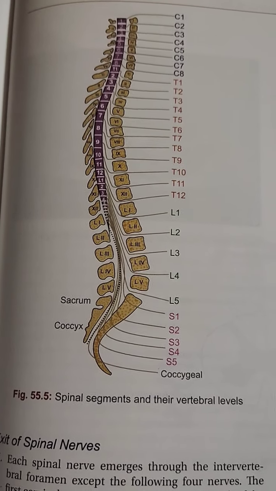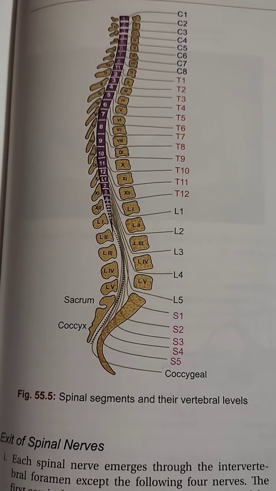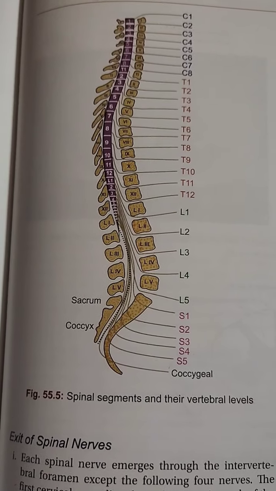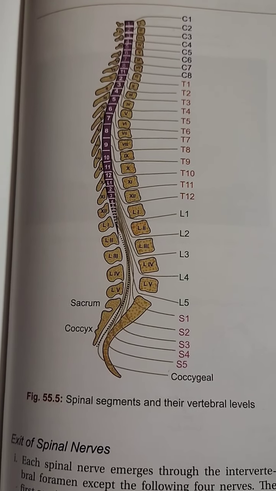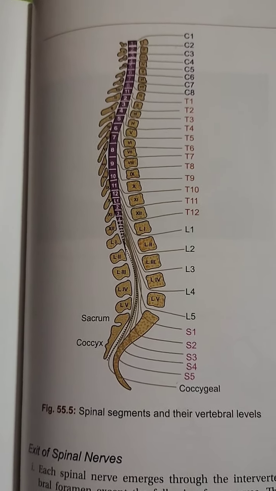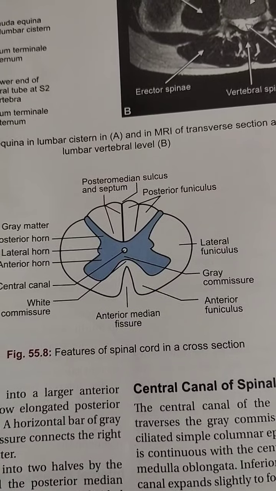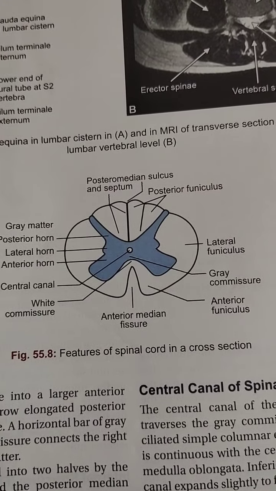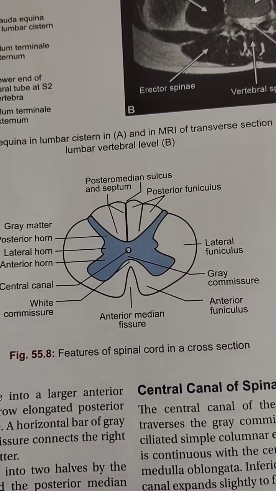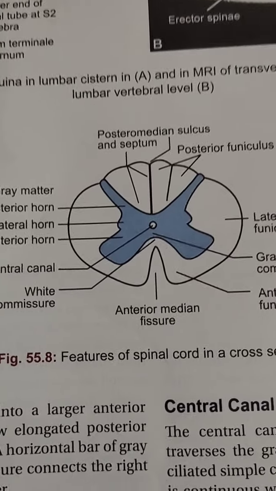Today we'll talk about the internal structure of the spinal cord. The internal structure of the spinal cord is divided into two symmetrical halves by means of a ventral median fissure. What you are seeing is the anterior median fissure, also called the anterior median fissure.